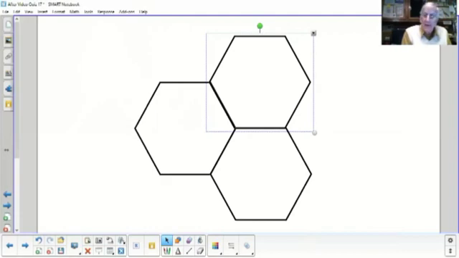By the way, regular hexagons have 120-degree angles, each of their angles have 120 degrees in them, sorry. So if you put three 120s together around that one vertex, you can see it adds up to 360, which makes it perfectly flat.